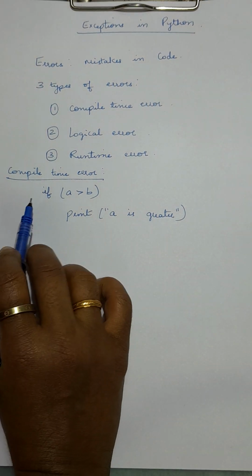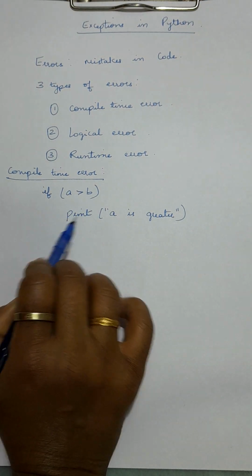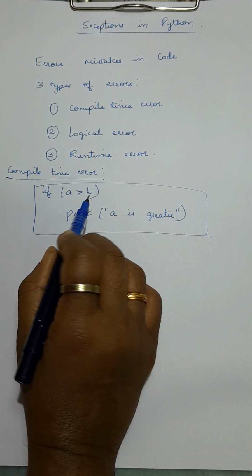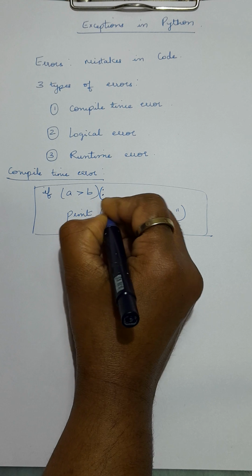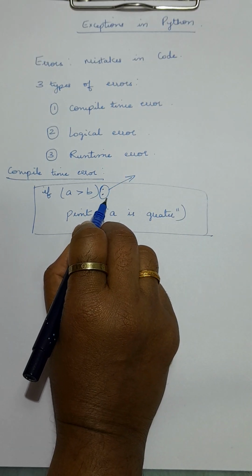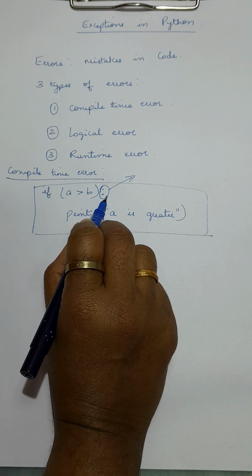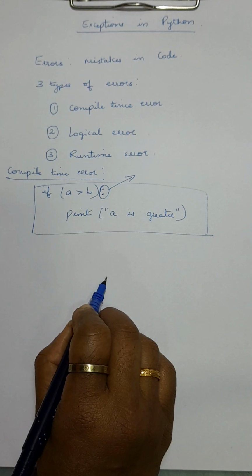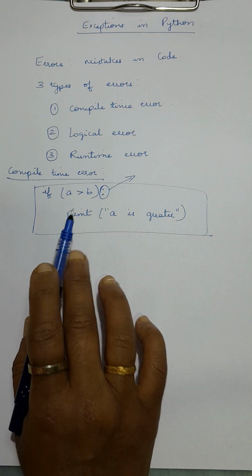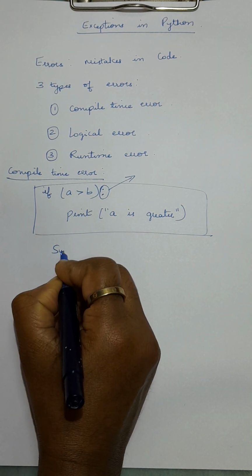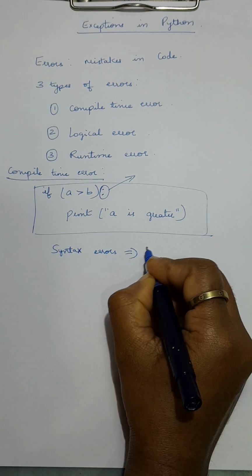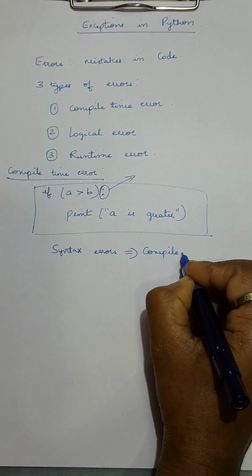Okay, so when a programmer writes a code like this, but as per the syntax of Python, every conditional statement should be terminated with a colon. If the programmer forgets to follow the syntax, if he doesn't write the colon symbol, then an error during the compilation is called a compile time error. This type of error is called a compile time error, which means syntax errors. Syntax errors are also called compile time errors.